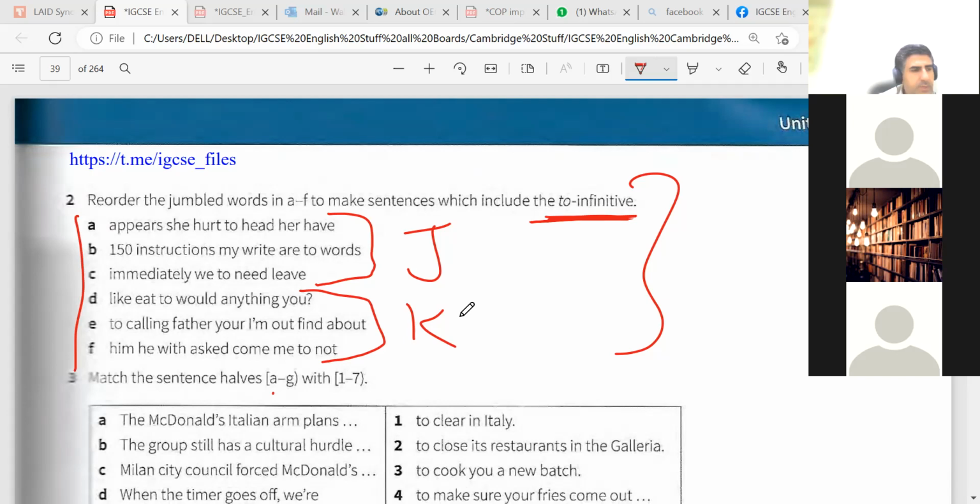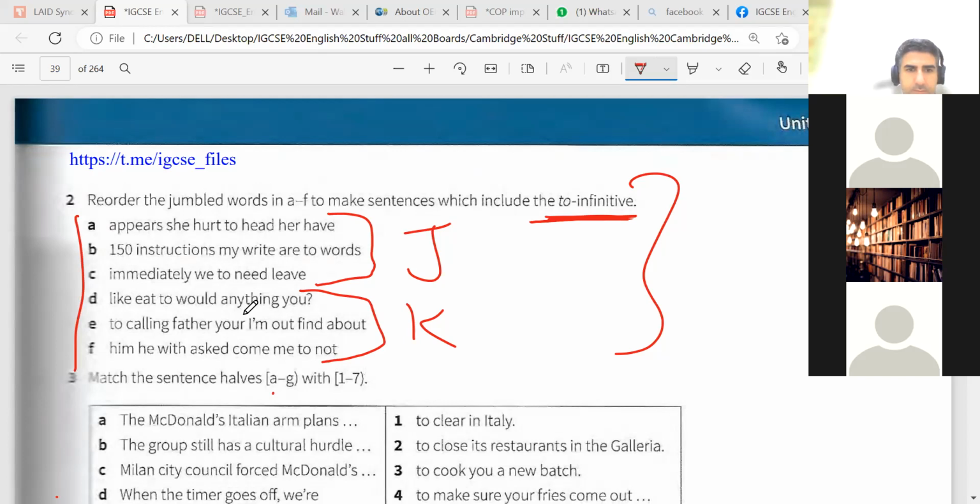Yes, Khalid. Can you read your answers, please? Okay. The first one is, would you like to eat? Or would you like anything to eat? Is it a question, ya Khalid, or a statement? Question. So could you repeat, please?